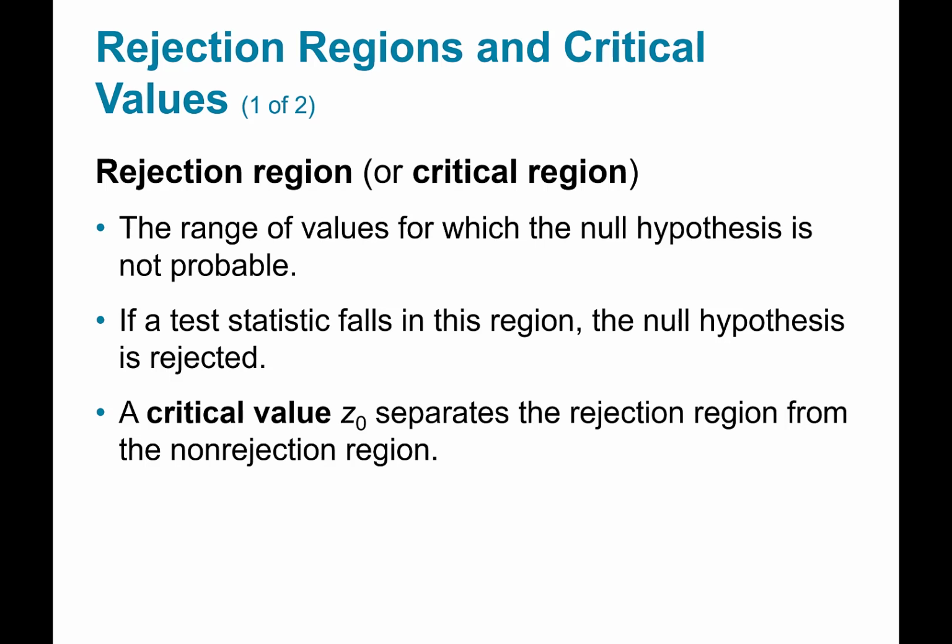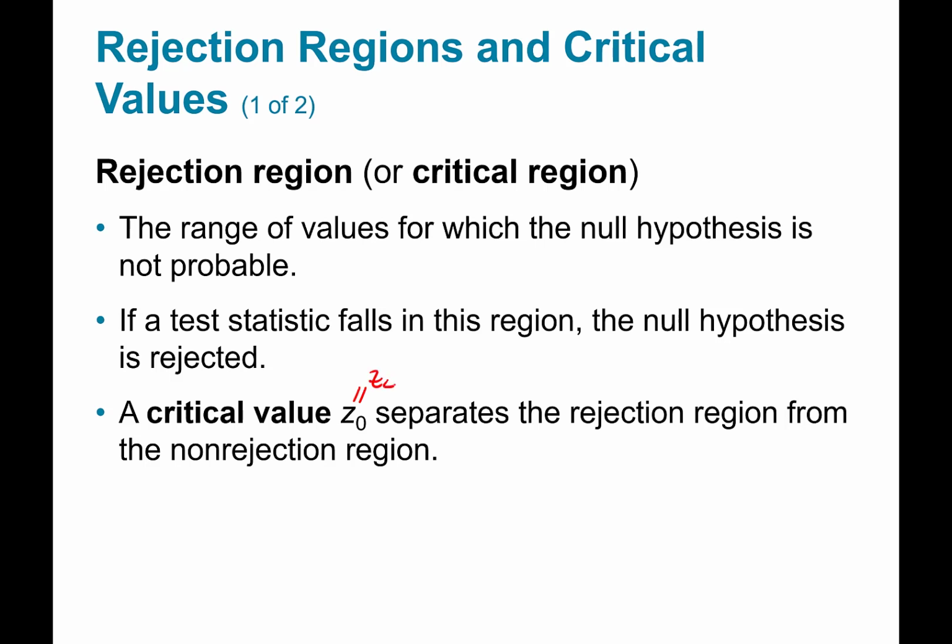Alright, so the way the rejection region or the critical region works is you find the range of values for which the null hypothesis is not probable, and then you calculate your test statistic, and if your test statistic falls into that region, the null hypothesis is rejected. So basically that critical value z naught separates the rejection region from the non-rejection region. You might also see this called zc.